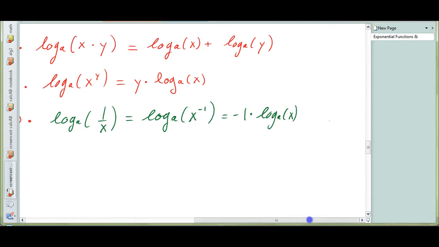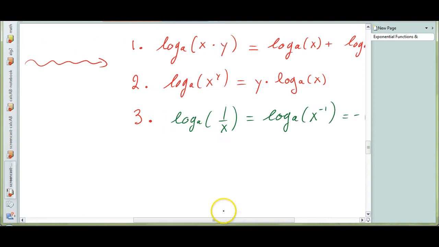And when you multiply something by -1, it is the same as taking the opposite of that thing. So this is the opposite of log base a of x. And this is what I want you to remember. Property number 3 simply says, a very useful one actually.